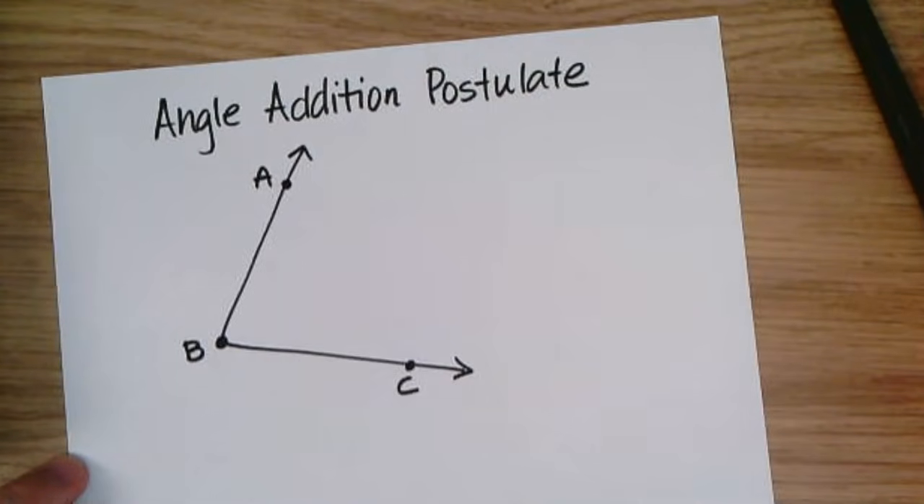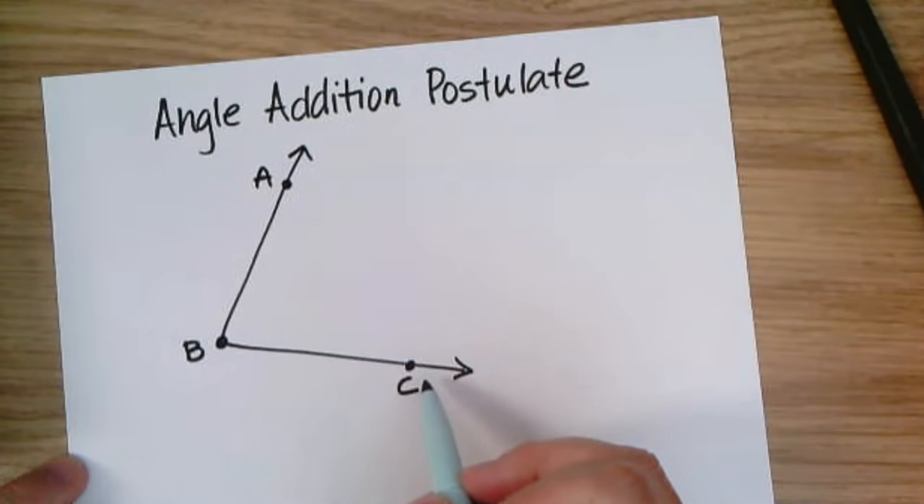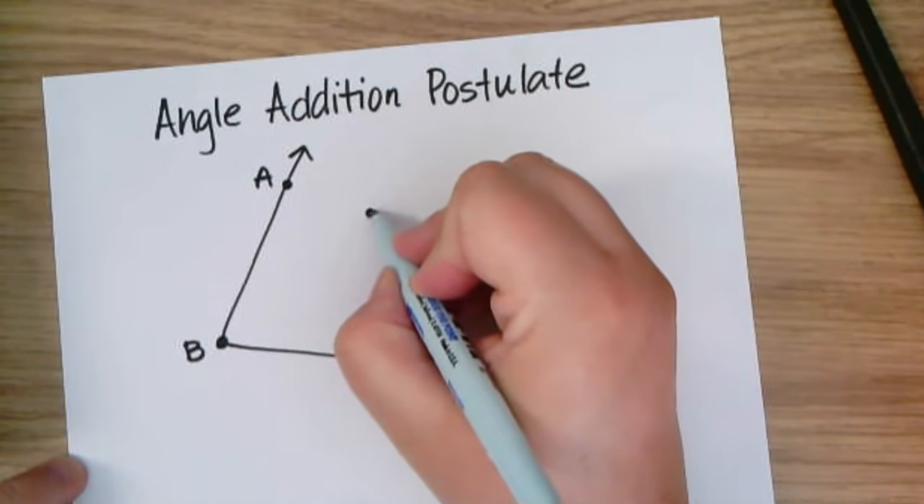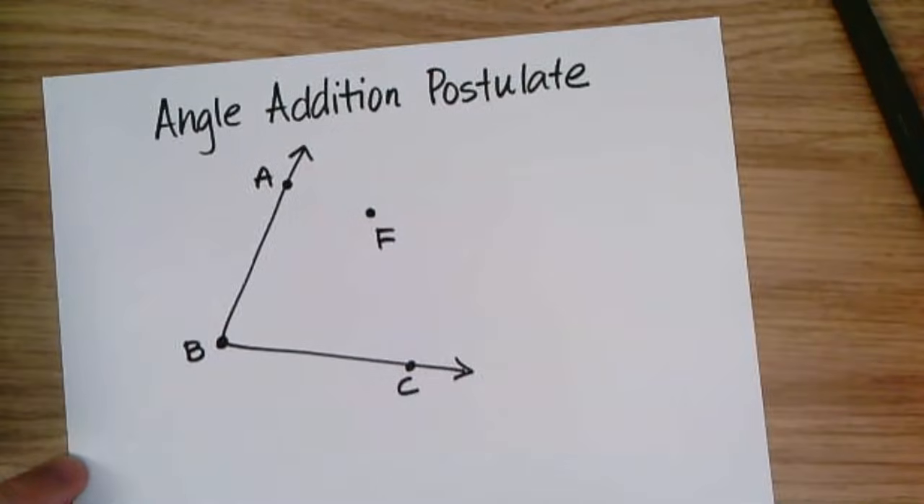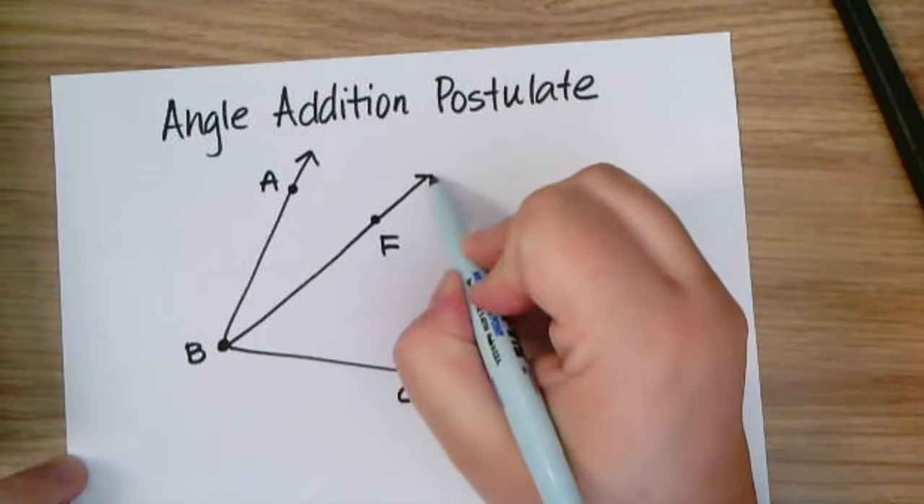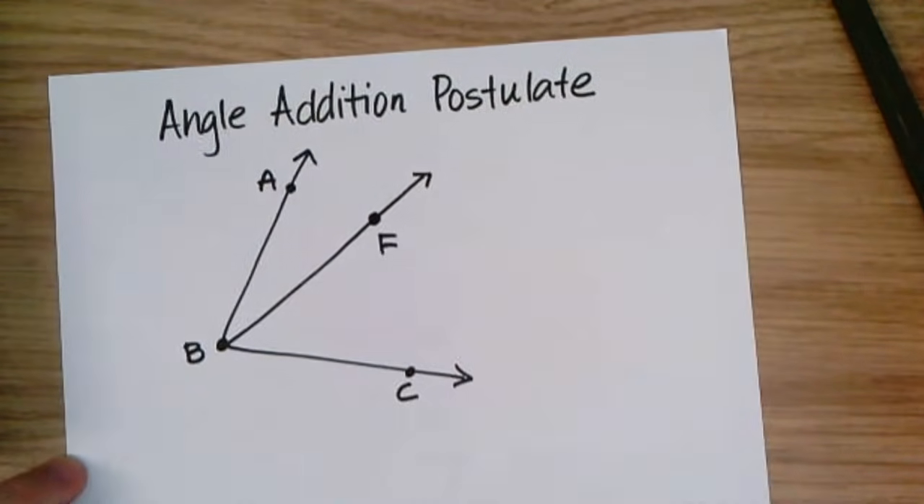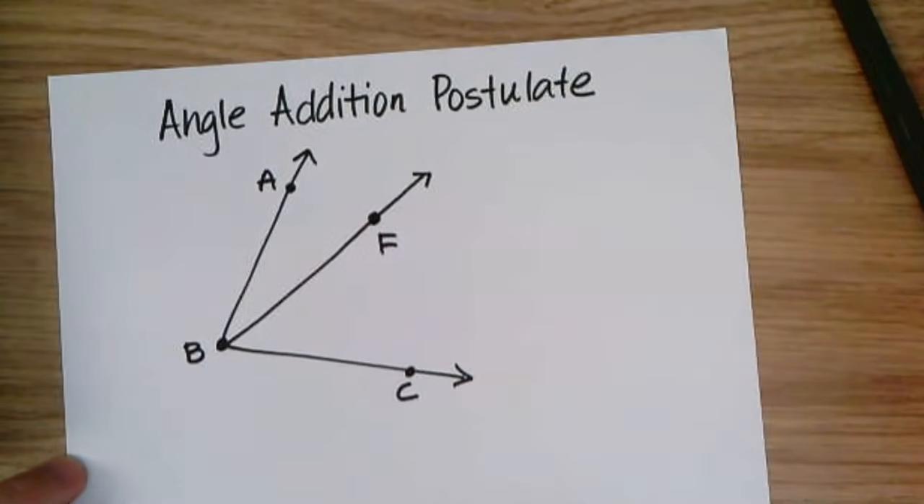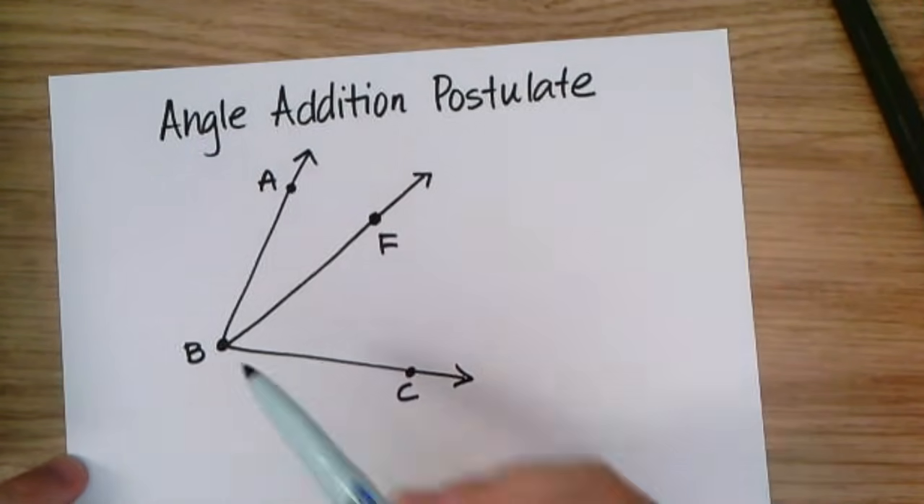Here's what I mean. You have an angle, and then you have a point that is in the interior of the angle. Let's call this point F. What that does is set up a situation where you could draw a ray that goes from the vertex of your angle through point F, and that ray is between the two rays that make up the original angle. So you just have one bigger angle split into two smaller pieces by this ray.